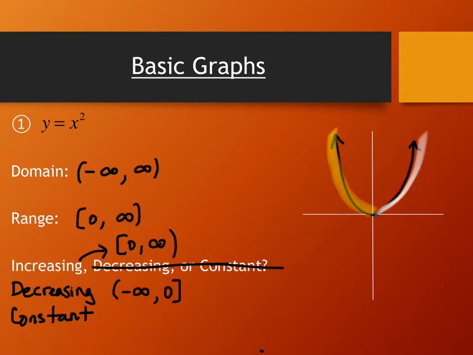This one doesn't have any. So many of our graphs, in fact, most of them are not going to have constant portions, but we will see a couple that do, all right? So there's no or none or does not apply or whatever you want to write down for the constant part. It's not applicable on this one.